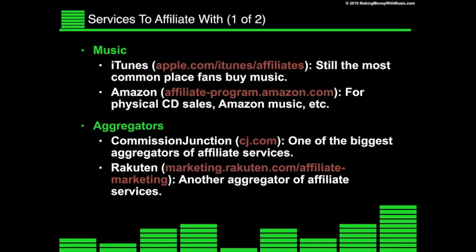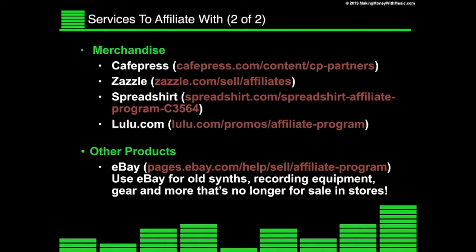So if you wanted to make affiliate links to musical instruments because you want to tell your musician fans which music instruments you use to make your music, you can do that. And if they decide to buy it after clicking on that link, you will actually make an extra cut. There's also merchandise retailers like Cafe Press, Zazzle, Spreadshirt, Lulu, and even eBay has an affiliate program.